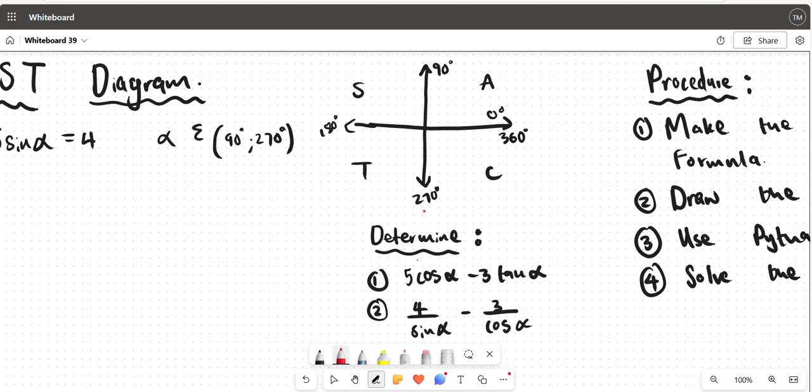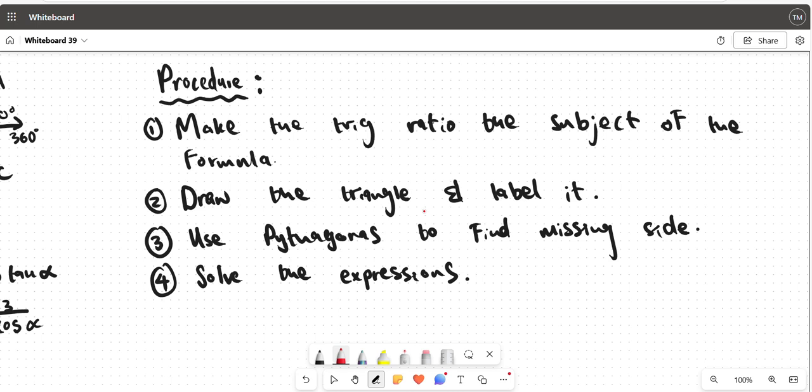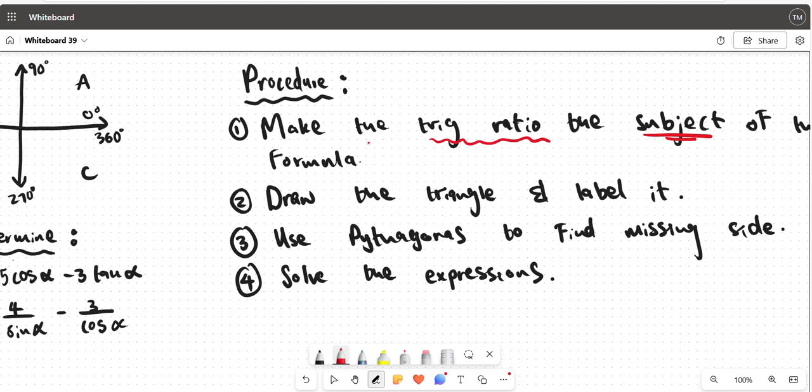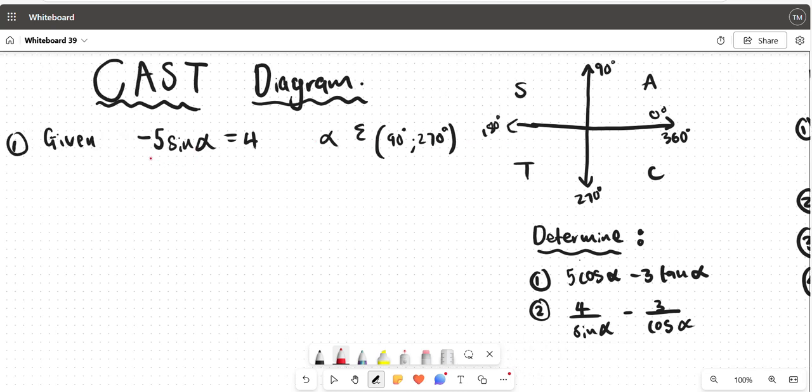And this is your procedure. The first thing you need to do is make the trig ratio the subject of the formula. What that means is we need to take the expression given here and see it as just sine alpha is equal to some fraction on the right-hand side. So let's do that first.